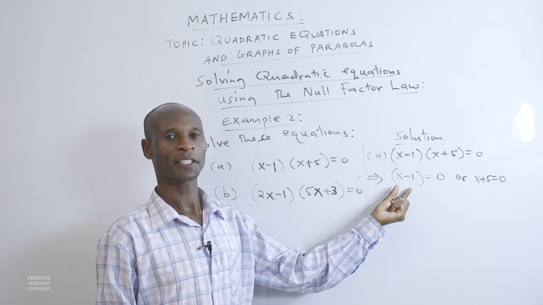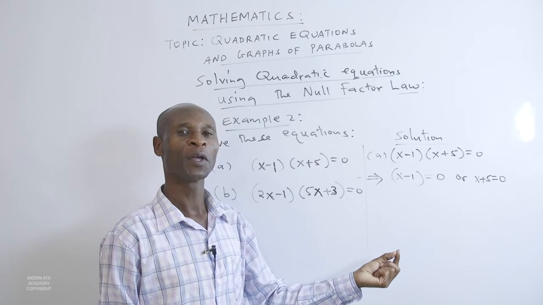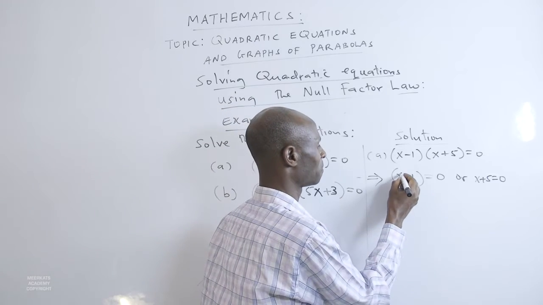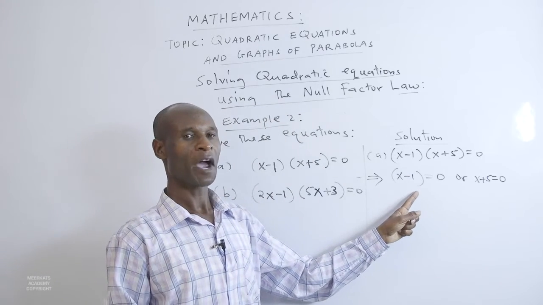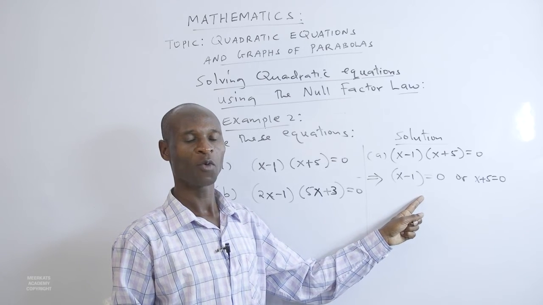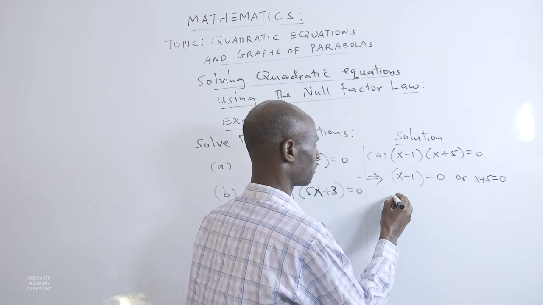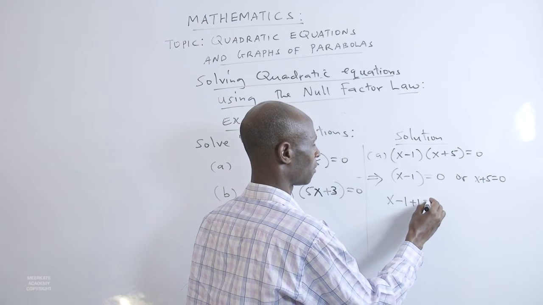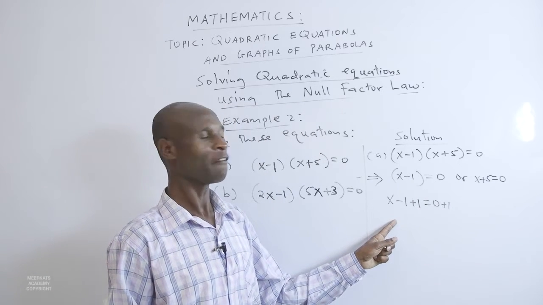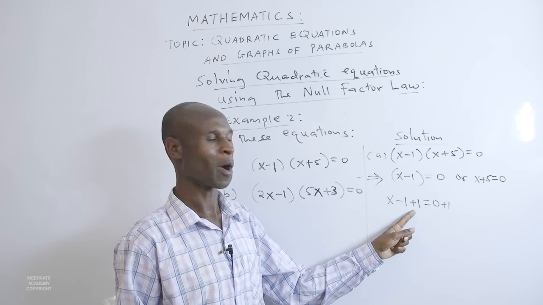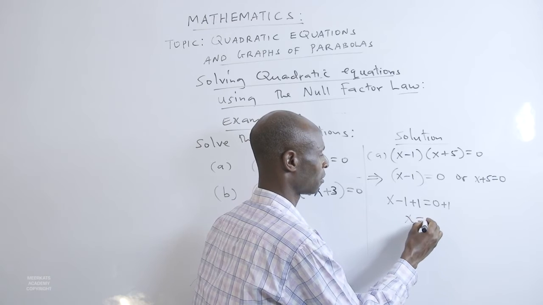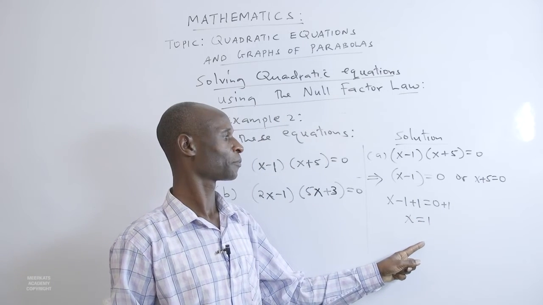Taking the first linear factor, x minus 1 is equal to 0, we can solve and find the value of x. Because we have x minus 1, to find the value of x, we add 1 on both sides. In this case, we shall have x minus 1 plus 1 equals 0 plus 1, which gives us x is equal to 1.